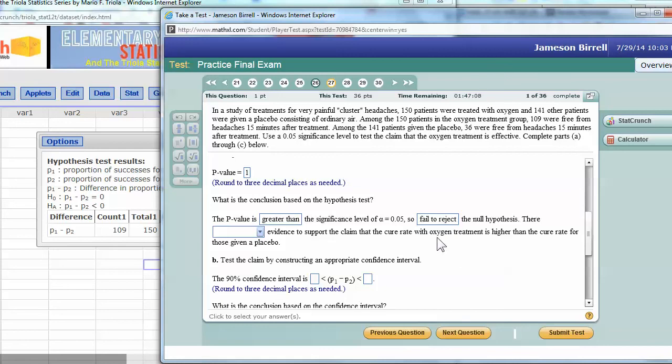And so our final conclusion is going to be, since in this case our claim is effectiveness, I need to write this out. I'm sorry about that. Just a sec.